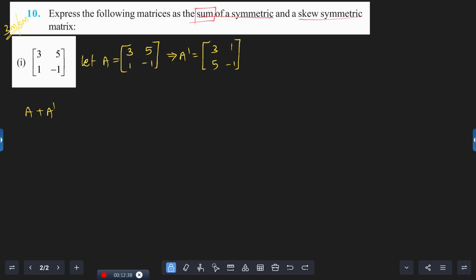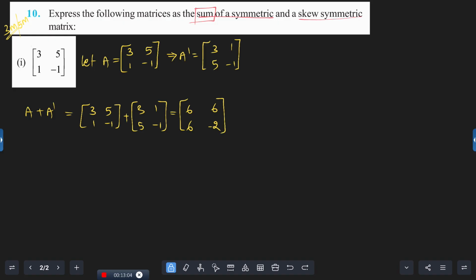First you want to find A plus A dash. So that A is what? 3, 1, 5, minus 1 plus 3, 5, 1, minus 1. When you add both, what are you getting? 3 plus 3, what? 6. 5 plus 1, 6 again. 1 plus 5, 6 again. Minus 1 minus 1, minus 2. So this is the addition.